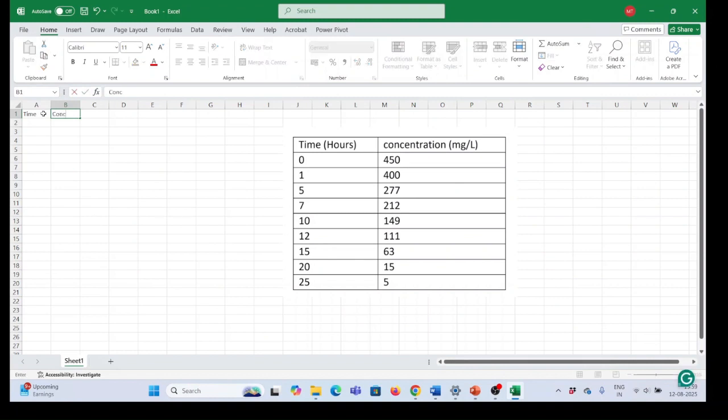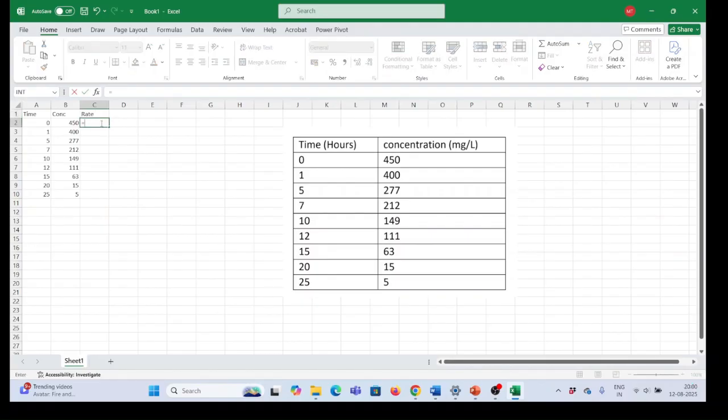Time and concentration. And the concentration is 450, 400, 277, 212, 149, 111, 63, 15, and 5. Now we can calculate the rate.